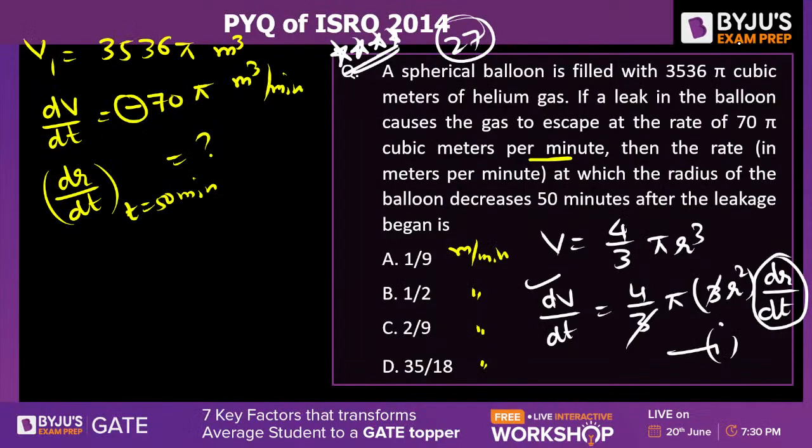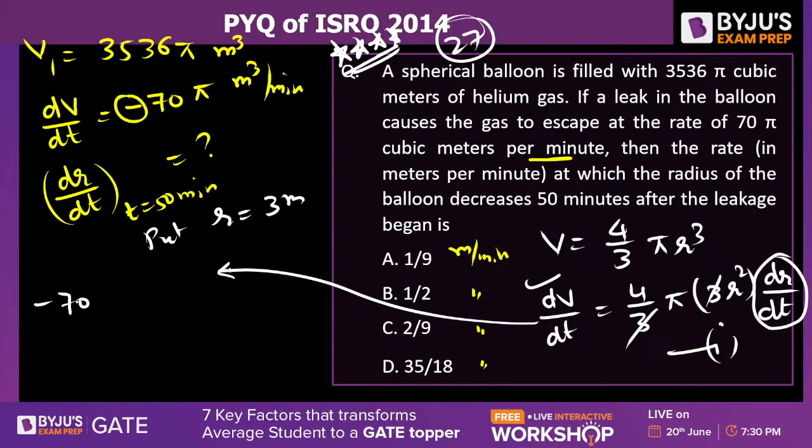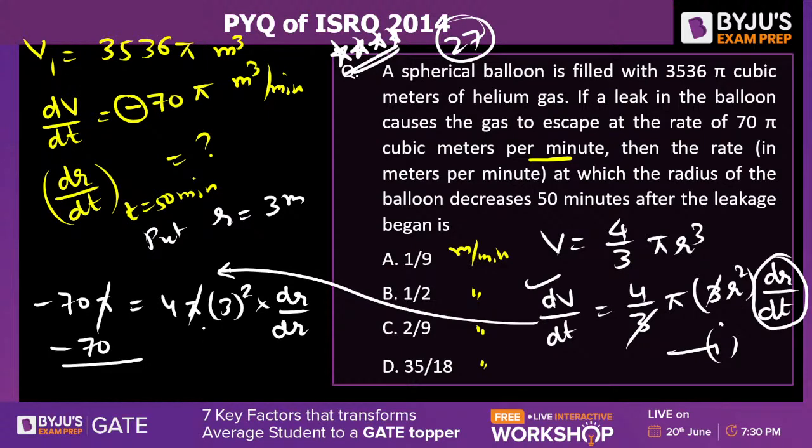And if we put the value in equation number 1, put r is equal to 3 meter, then we can find out from equation number 1, dV by dt is minus 70 pi, which is equal to 4 pi into r square, that is 3 square, into dr by dt. Can you find out the value of dr by dt? Pi pi getting cancelled out. So it will be minus 70 divided by 36. That is dr by dt.